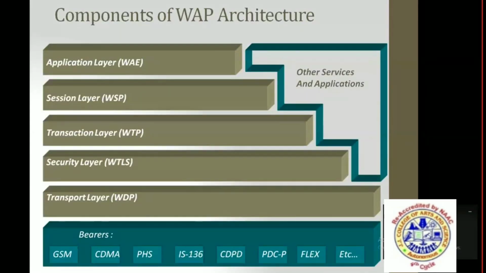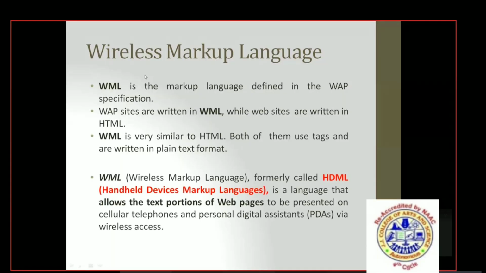Next, we are going to discuss the components of WAP. WAP architecture includes the following layers. Like the TCP/IP layer, it also contains 5 layers actually. Each layer plays a specific role. So next, Wireless Markup Language.